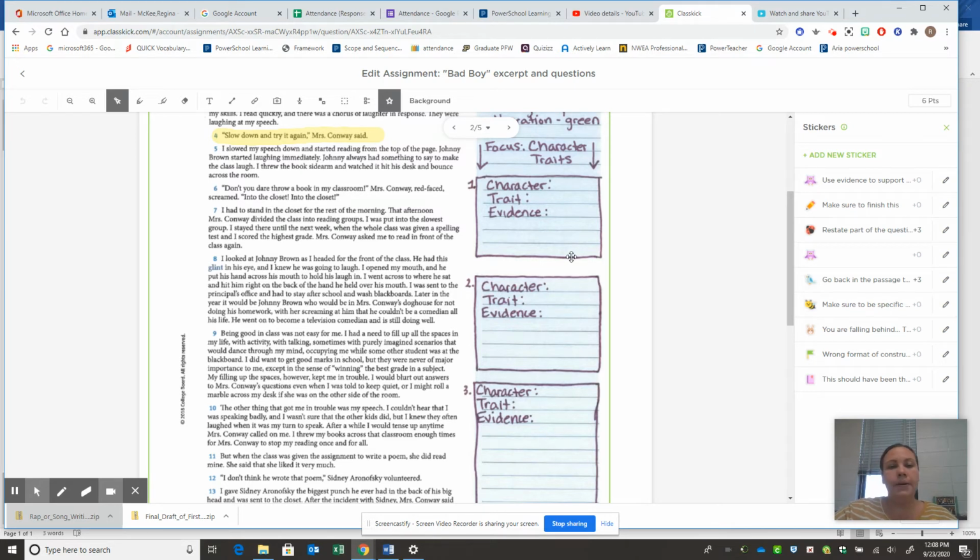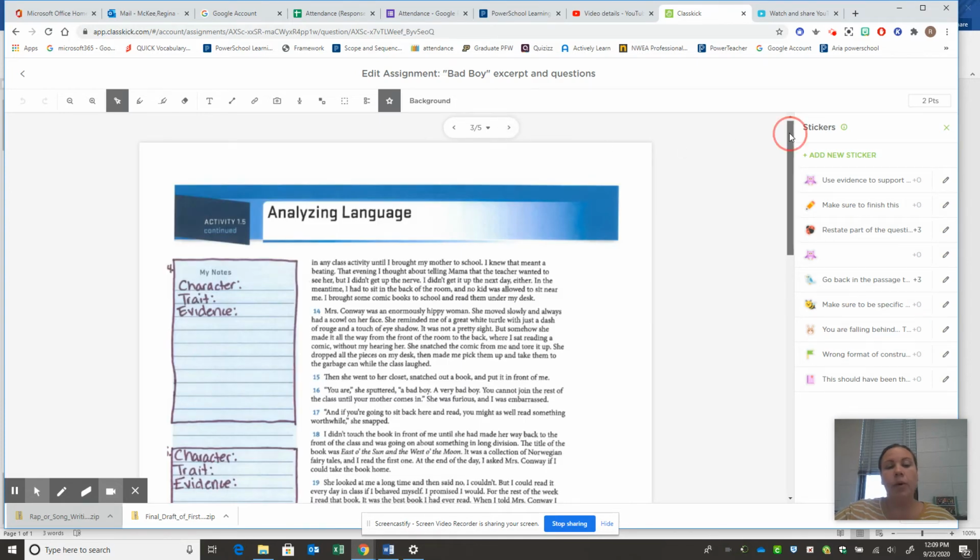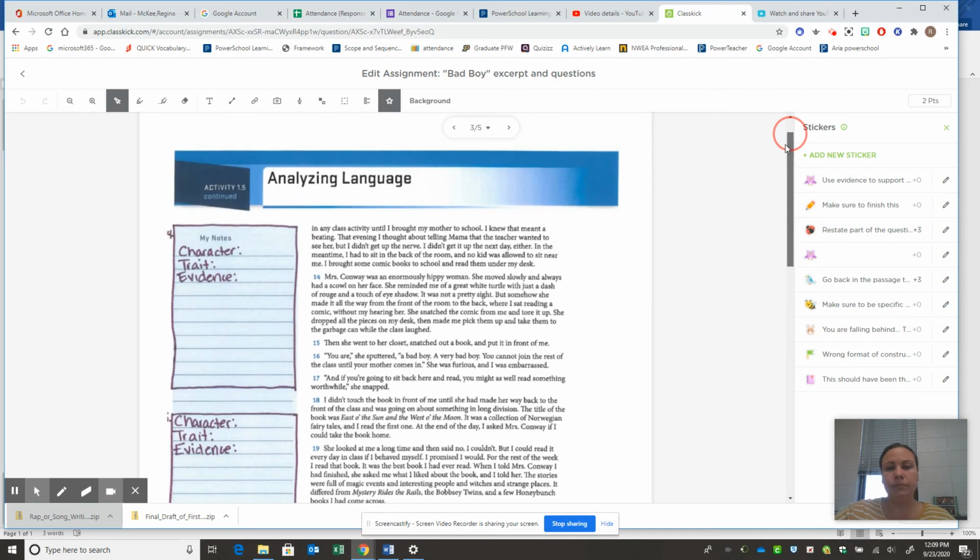So for example, this one: "Slow down and try it again," Mrs. Conway said. If you put Mrs. Conway, you can pick a trait that is represented by her saying that to another character. Then you would explain it using the evidence. Well, she's telling someone to try again, so that probably would show some patience. So you could put patience and then explain it. That's what you're doing on slide 2, and you're going to continue that onto slide 3. Same thing, we're working on characterization for slide 3.